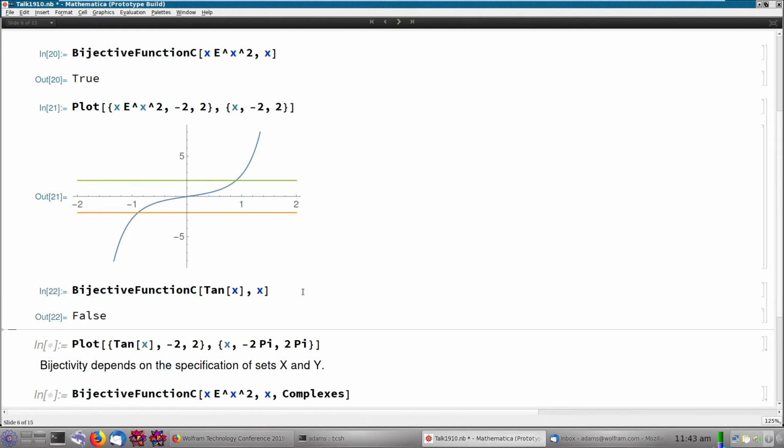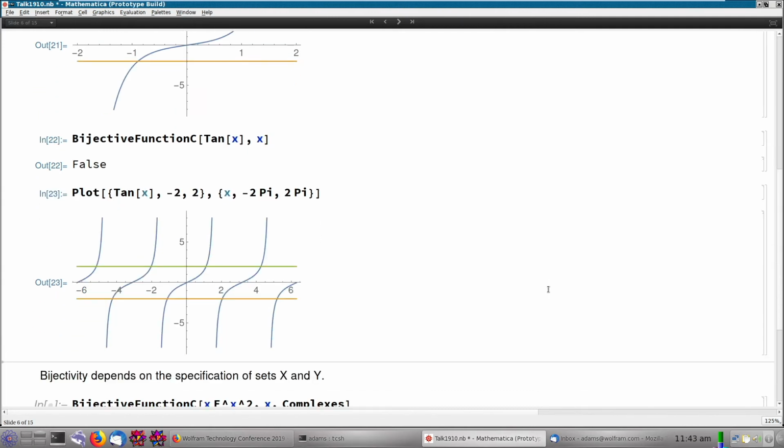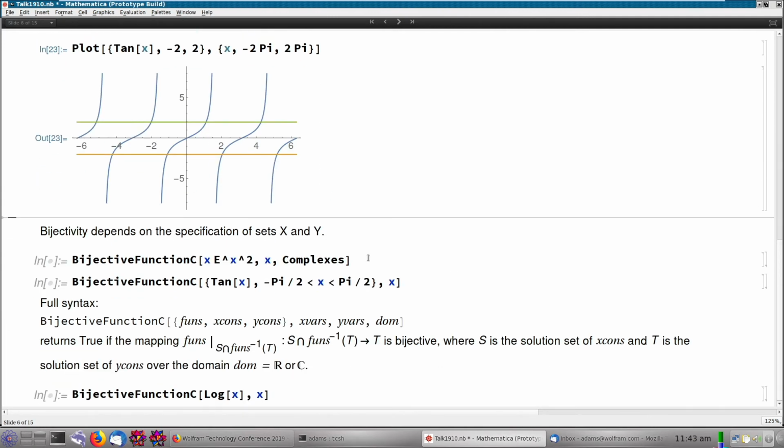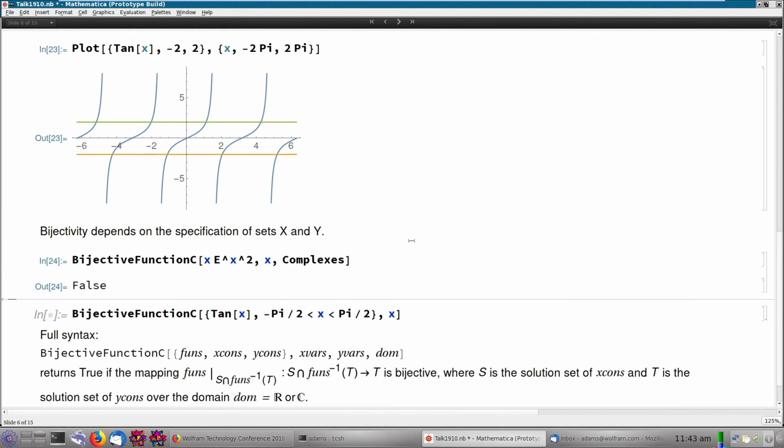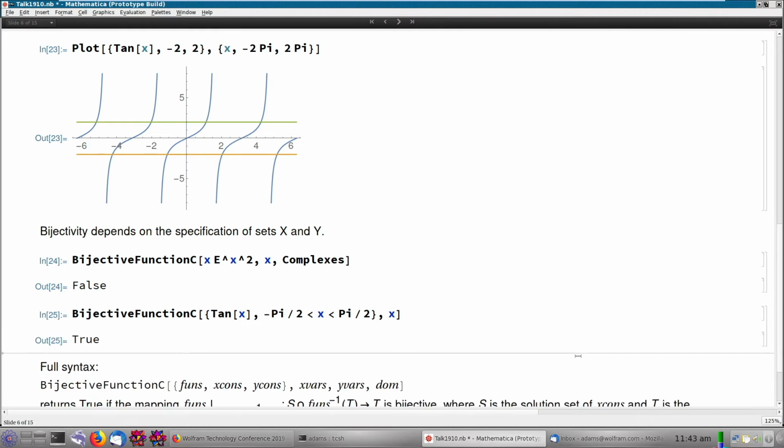And tangent is not bijective because it's not injective. But now if we look at the first function over the complexes again, if we specify x and y differently, the first function is not bijective over the complexes, because it's not injective. On the other hand, tangent is a bijective function if we restrict it to a single period.